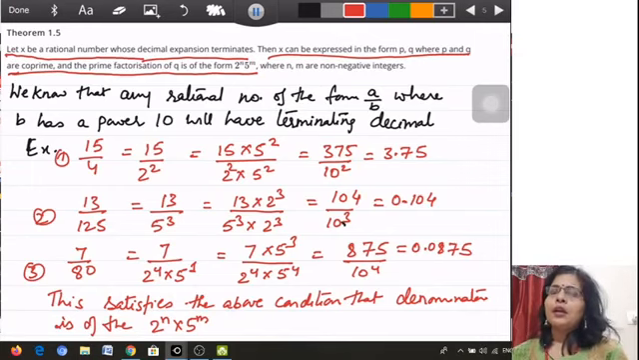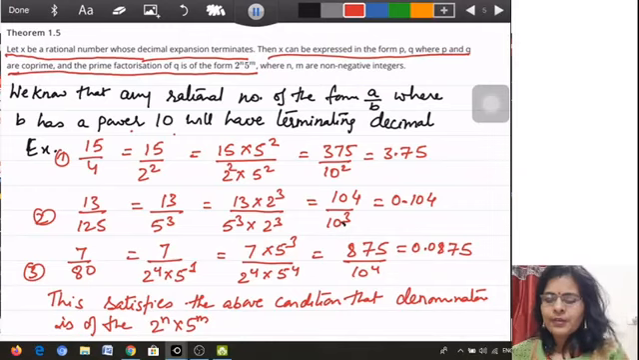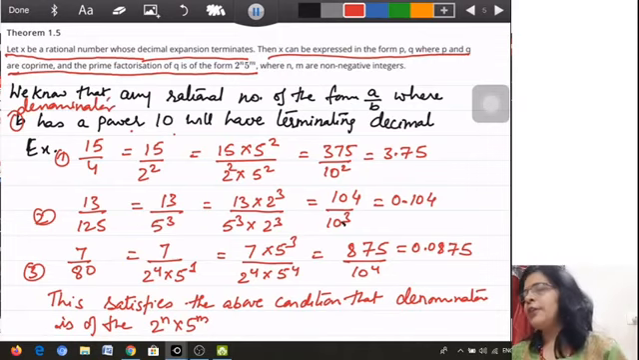So that is all our main target. Let us see with the help of some examples. I've also written over here that any rational number of the form a by b, where b has a power of 10, b or here it is mentioned q, anything is denominator, b means denominator, has a power of 10, will have a terminating decimal.